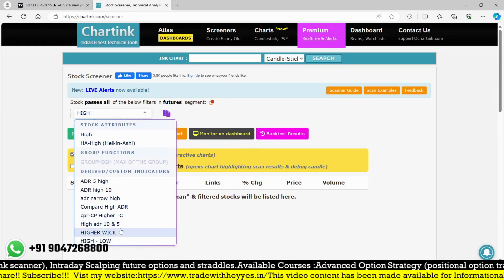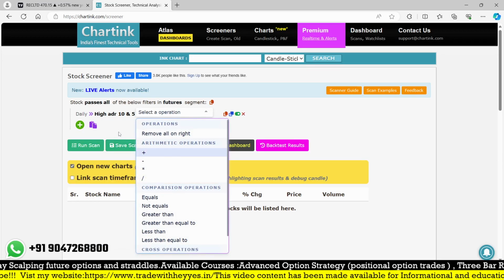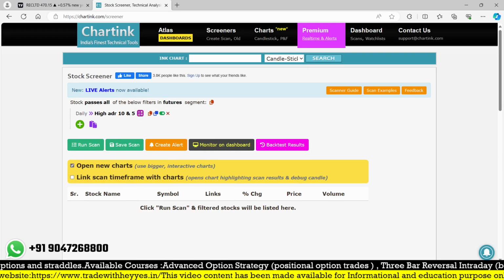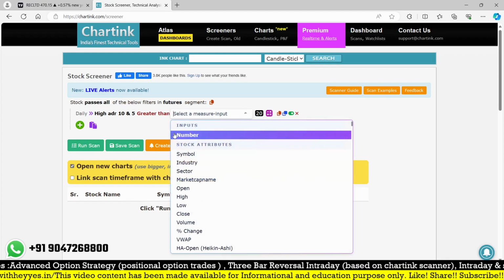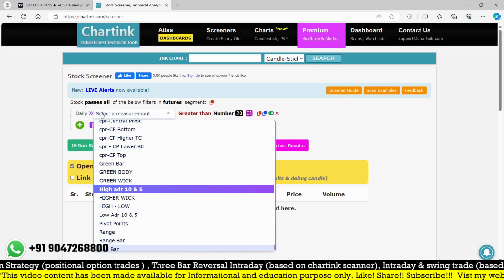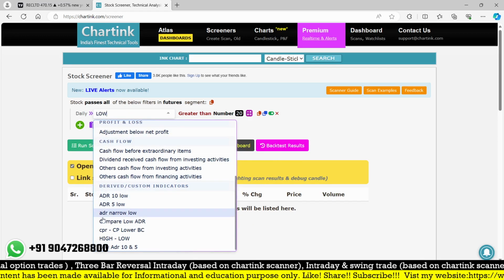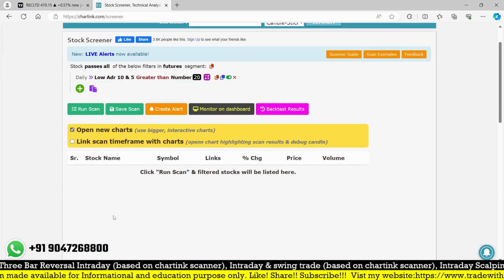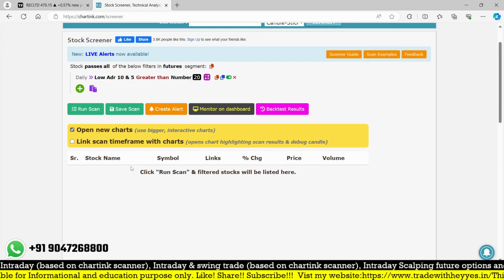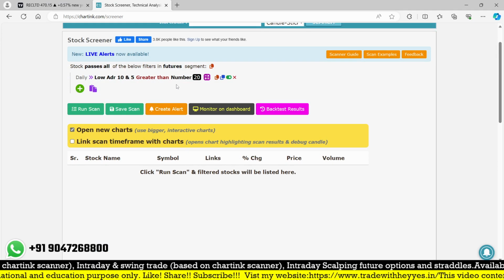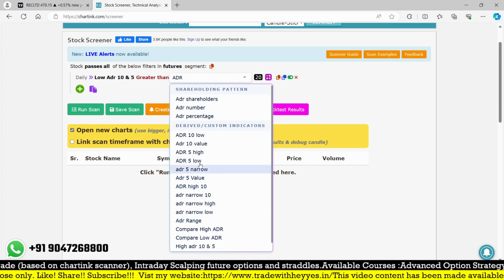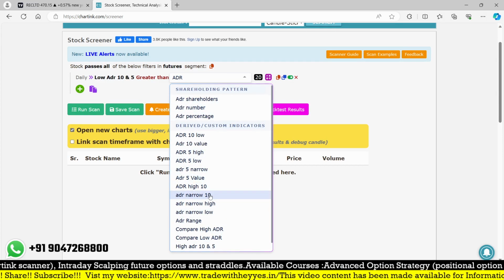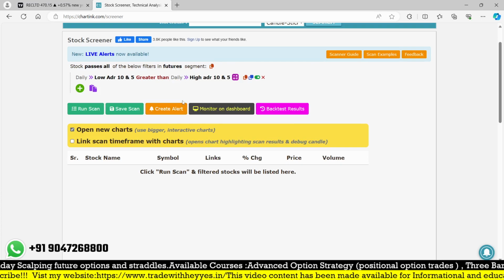So we are looking for a high ADR. This is the custom indicator which I have already created, for ADR 10 and 5. That should be greater than, or it should be the lower ADR. Because we are going to look for today's ADR lower level to be greater than the previous day's ADR 10 and 5 higher level. So these are all the custom indicators which you have created, and based on that only, we are going to plan.